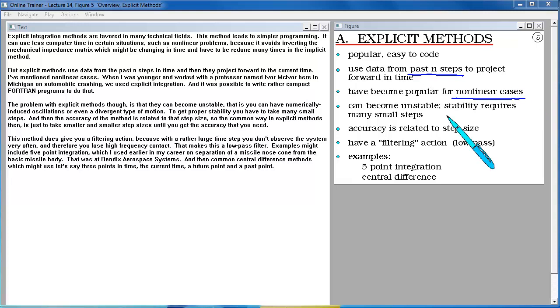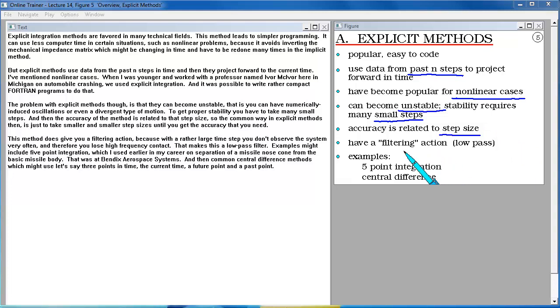A problem with explicit methods, though, is that they can become unstable. That is, you can have numerically induced oscillations or even a divergent type of motion. To get proper stability, you have to take many small steps. And then the accuracy of the method is related to that step size, so the common way in explicit methods is just to take smaller and smaller step sizes until you get the accuracy that you need.